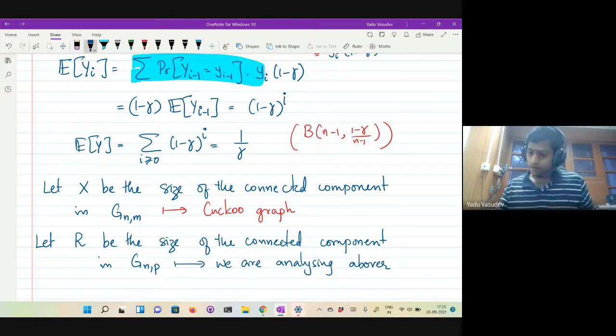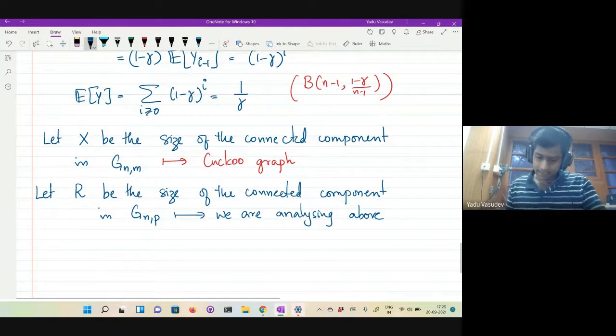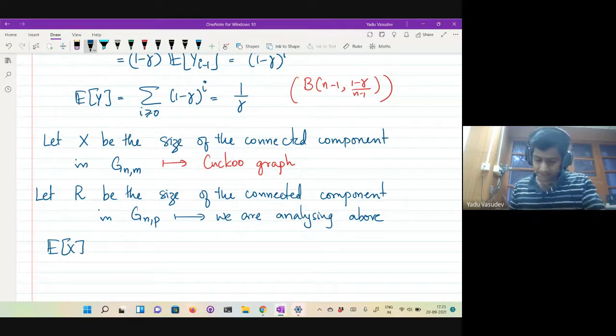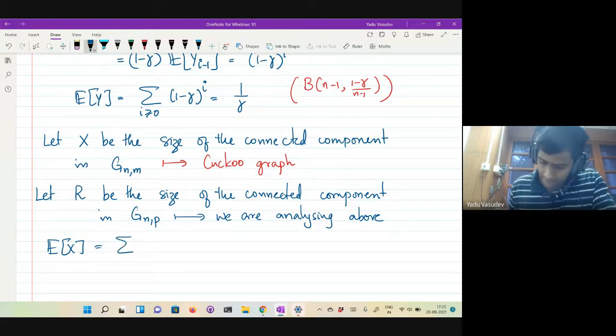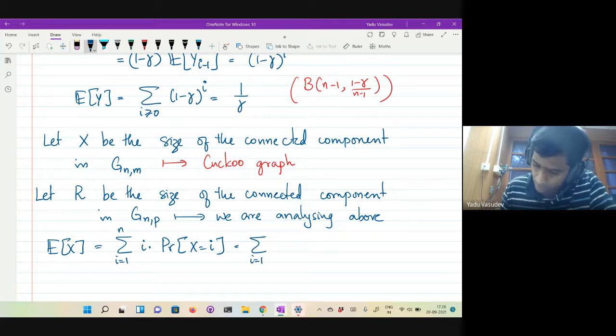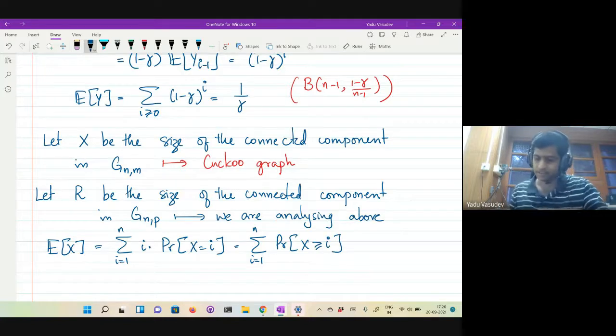What we do know is the expected size of X. What is the expected size of X? Expected size of X is nothing but the summation, I equal to 1 to n, of I times the probability that X is equal to I. So this, if you write it out, is nothing but the summation, I equal to 1 to n, of the probability that X is greater than or equal to I, right?